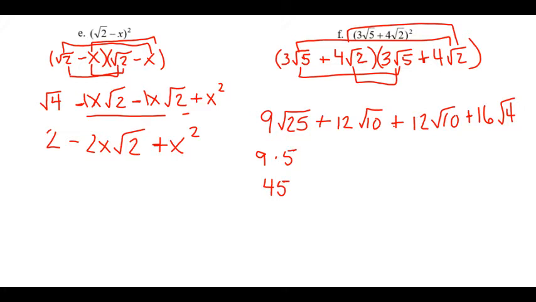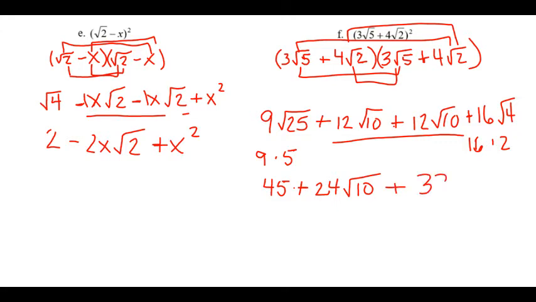Then if you add 12 square root 10 plus 12 square root 10, because they have the same index, you get 24 square root 10. And then here, 16 square root of 4 is 2, so 16 times 2 is 32. And the last thing we can do is the 45 and the 32, they're numbers, we can add them together. They're like terms. So we would end up with 77 plus 24 square root 10.